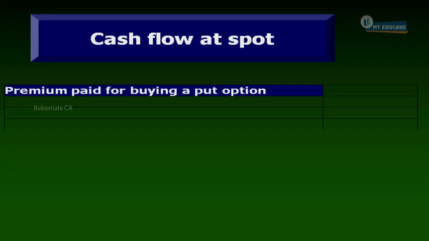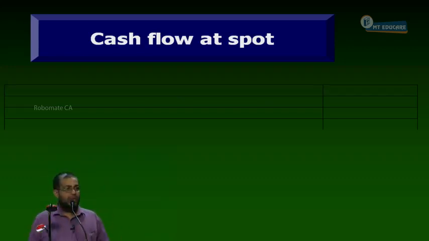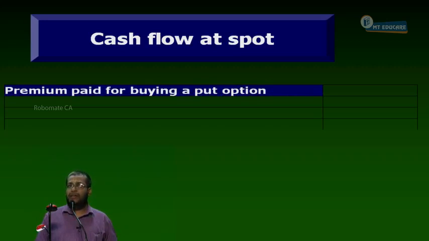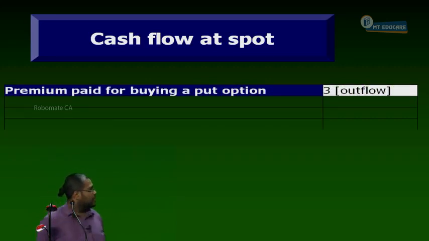Step 4. Cash flow at spot. Okay. One by one. I buy a put, so I am going to pay premium. Premium paid for buying put option, rupees 3 outflow.